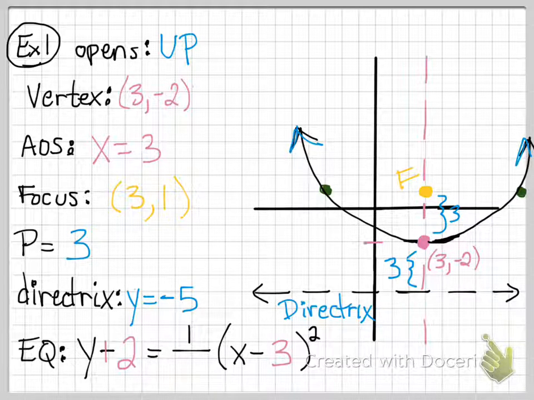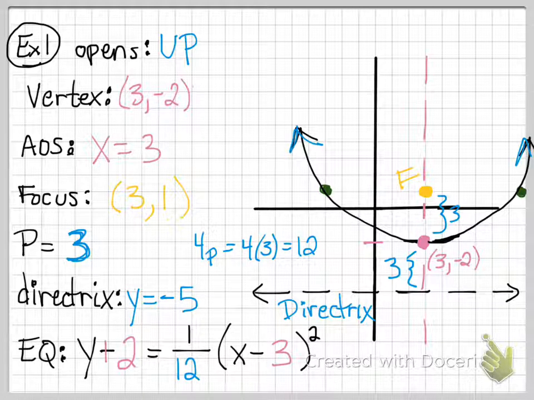Now we have to deal with that tricky p. Remember the focal width is 4p. That's what goes down here underneath that 1. So I can just multiply p times 4, and that gives me 12. So in my equation, I'm going to have 12 down there. The whole point of finding the information from the graph was to be able to write the equation.